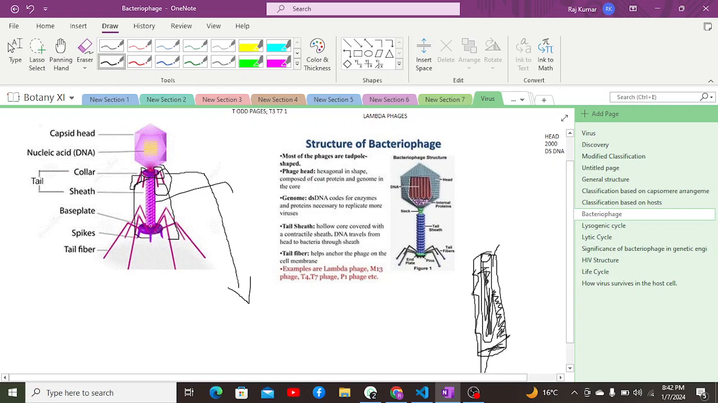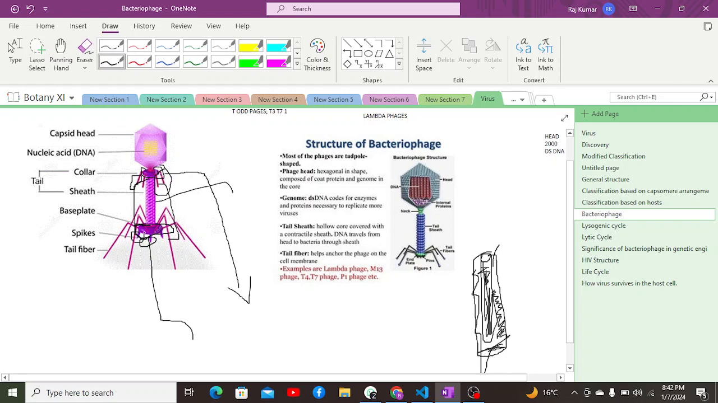Moreover, down towards the tail, there is the presence of a base plate. This base plate contains specific types of proteins, as well as a special enzyme known as lysozyme, which is used for the lysis of the bacterial cell wall components, as well as to make several minute holes within the bacterial cell wall. Moreover, the base plate has specific proteins for itself, as well as several tail pins.